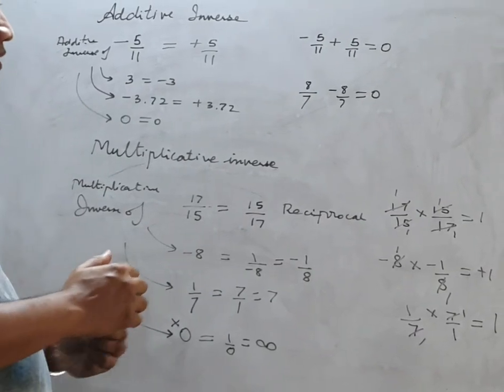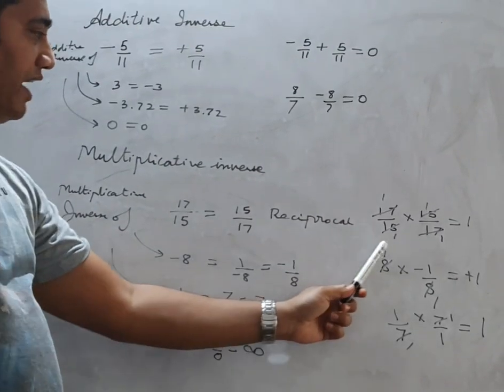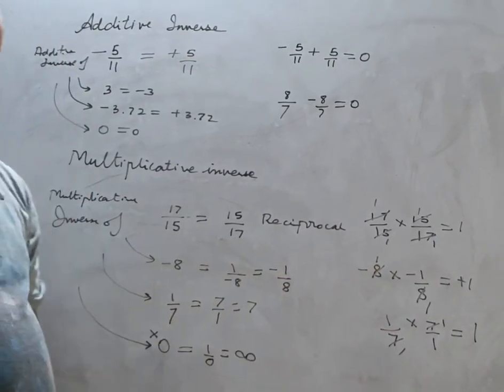So please remember this. The sum of a number and its additive inverse is always 0, and the product of a number and its multiplicative inverse is always 1. Done.